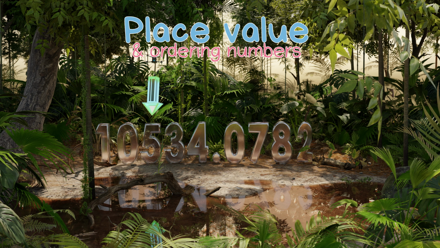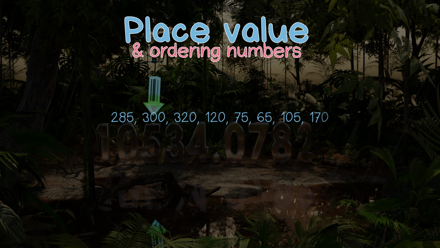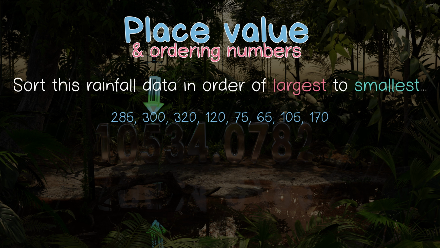The thing about rainforests is it rains a lot. This is some rainfall data in millimeters for months during the last year for our rainforest. To order our data in this example, we need to find the largest number in the largest position, and that's 3 in the hundreds position. This makes it faster to find our largest number, 320.